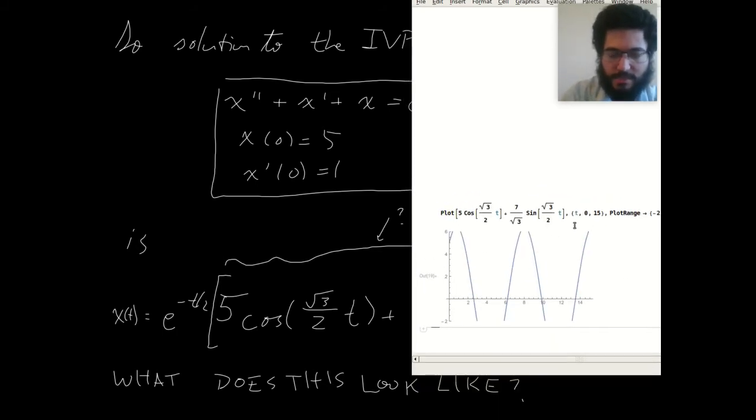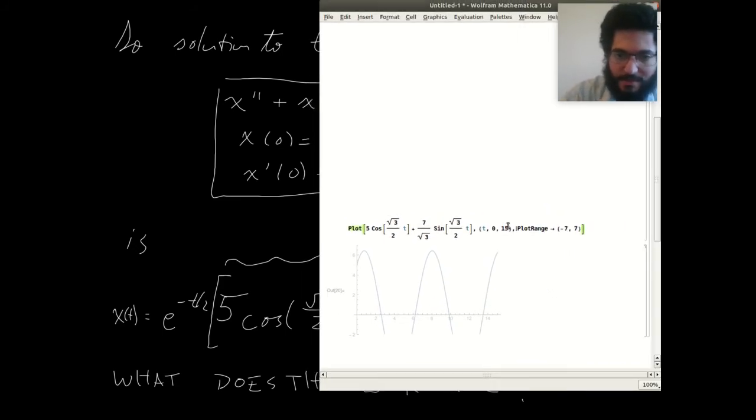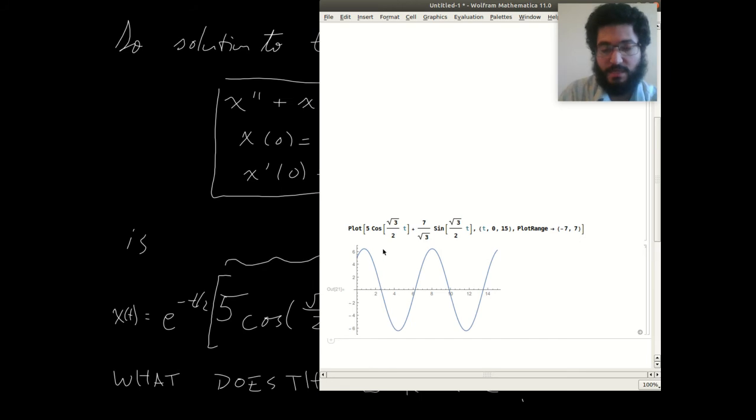Okay, so this is the same plot I had before, except I removed this exponential decay term that's sitting in the front. So now there's no exponential decay, and it looks kind of big, so let me... sorry, this is not fully on screen. There. Yeah, so that's what it looks like. This is 5 times a cosine plus 7 over root 3 times a sine, and the angular frequency is the same.